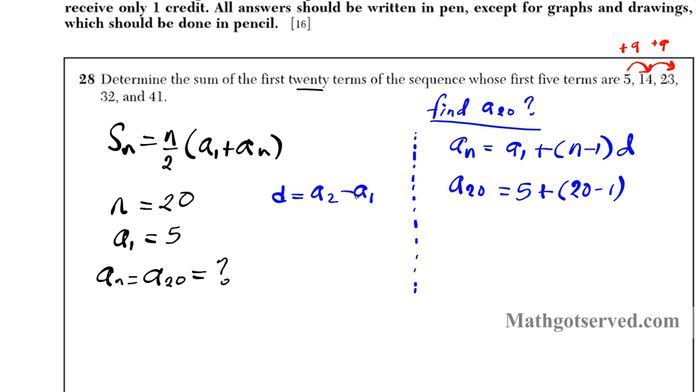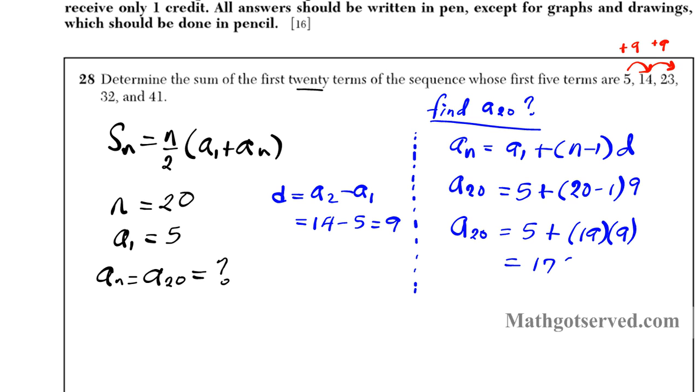So a2 minus a1 is basically 14 minus 5, which is 9. Basically, what number do you keep adding over and over again? That's your common difference. In this case, you keep adding 9 over and over again. So d is 9, all right? So a20 equals 5 plus 20 minus 1, which is 19, times 9. When you compute this, you get 176 as your 20th term.